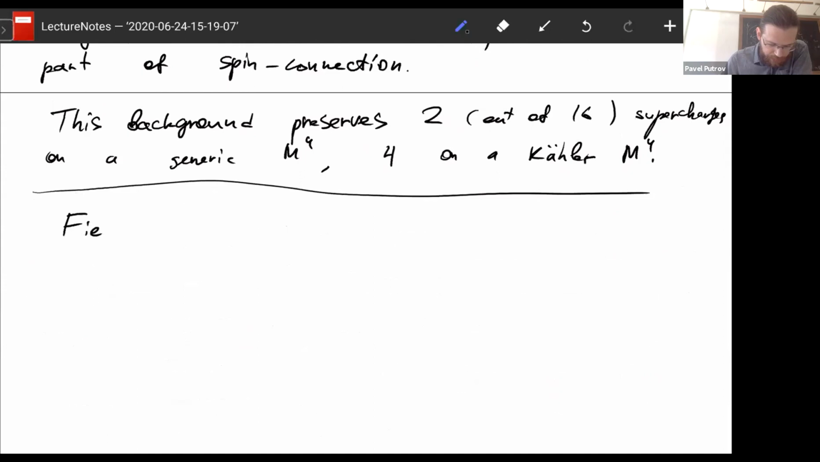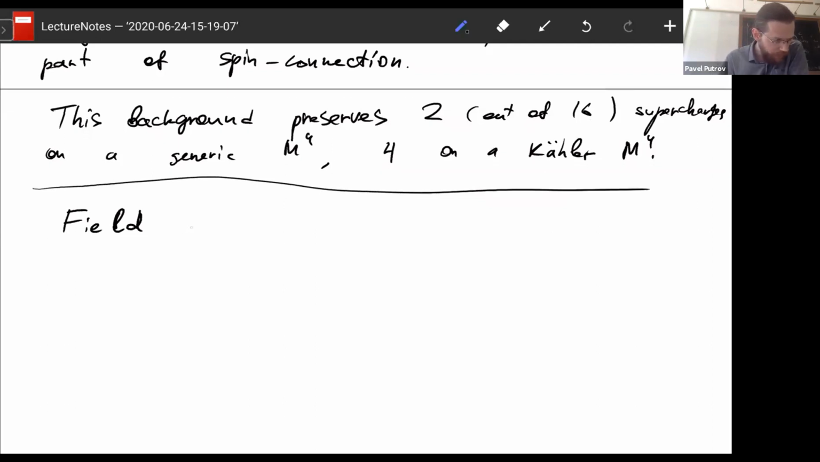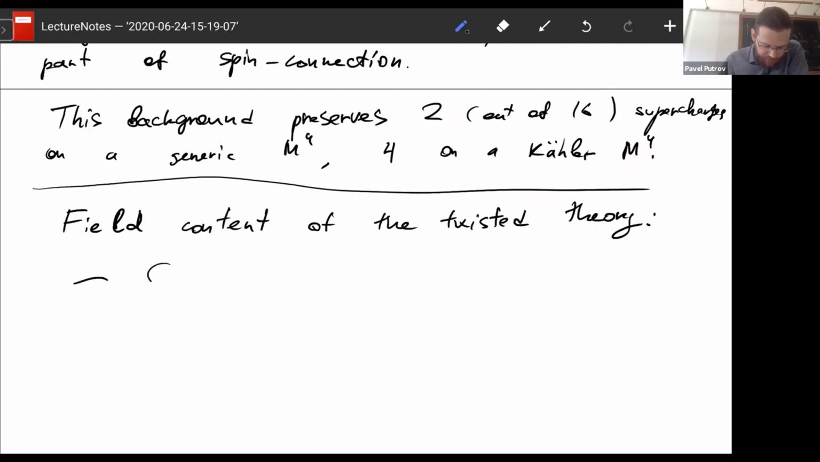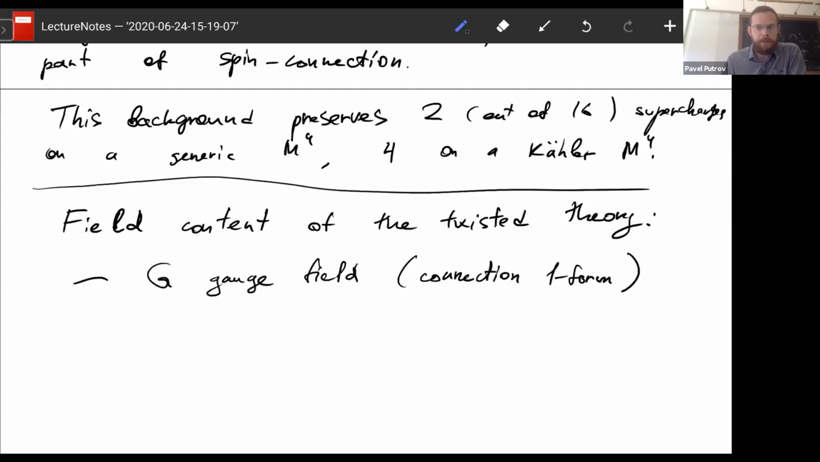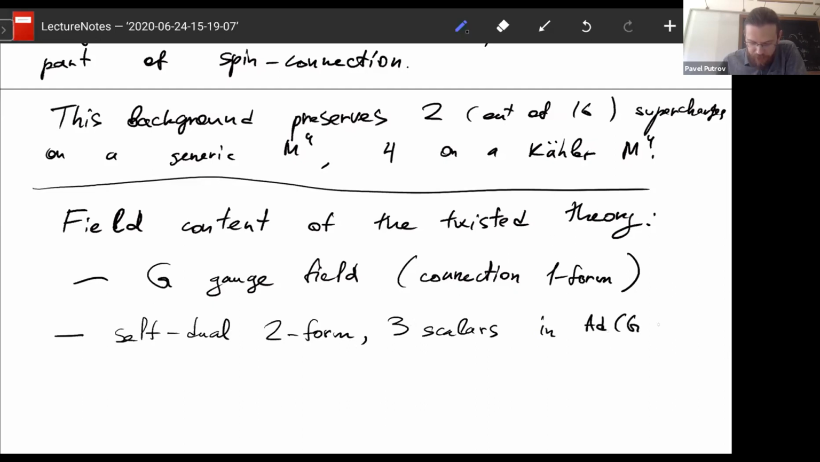So this theory has the following field content. Of course, it will have a G gauge field, which is locally realized by a connection one-form valued in the Lie algebra of G. Then there will be the following fields. There will be a self-dual 2-form and 3 scalars, all of them transforming in the adjoint representation of the gauge group G.